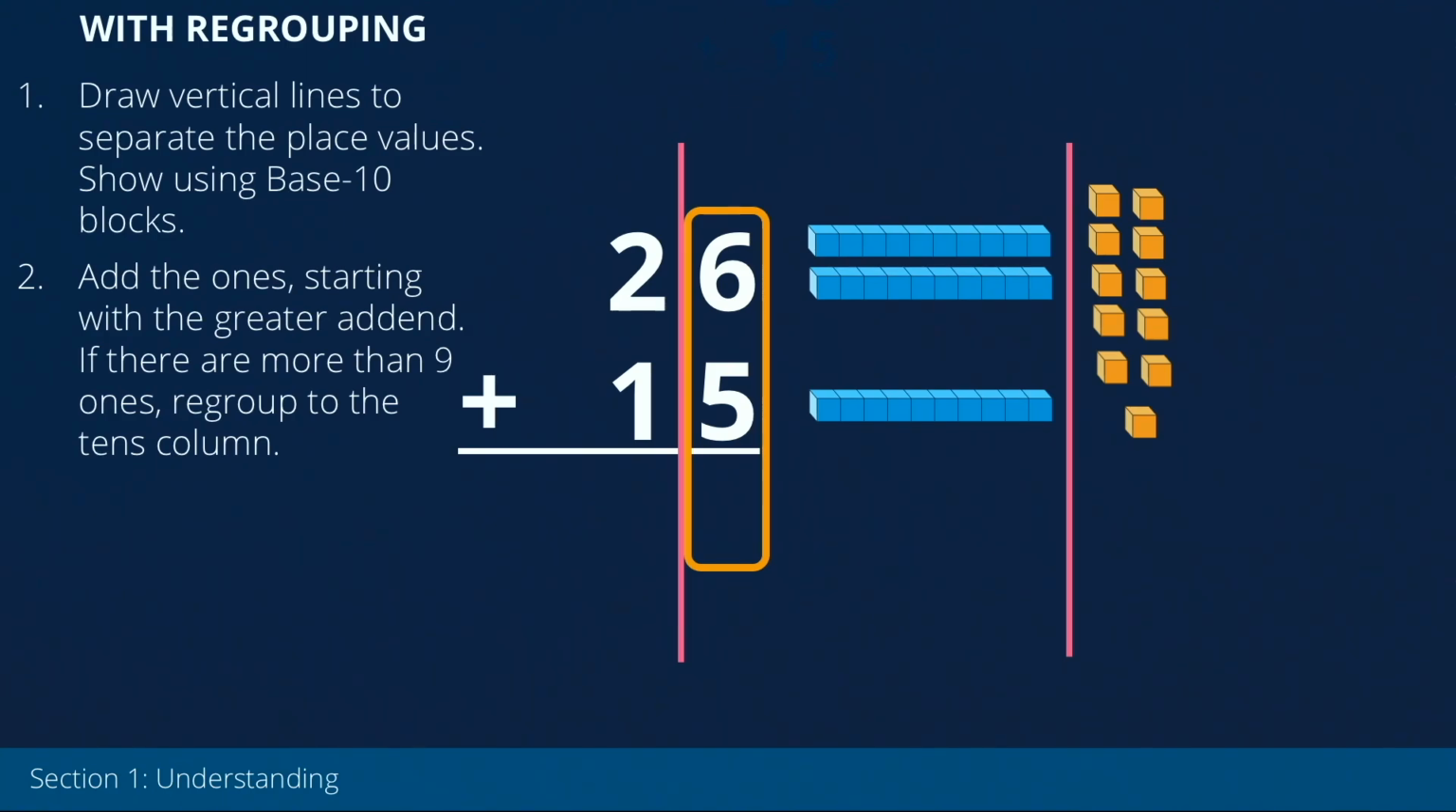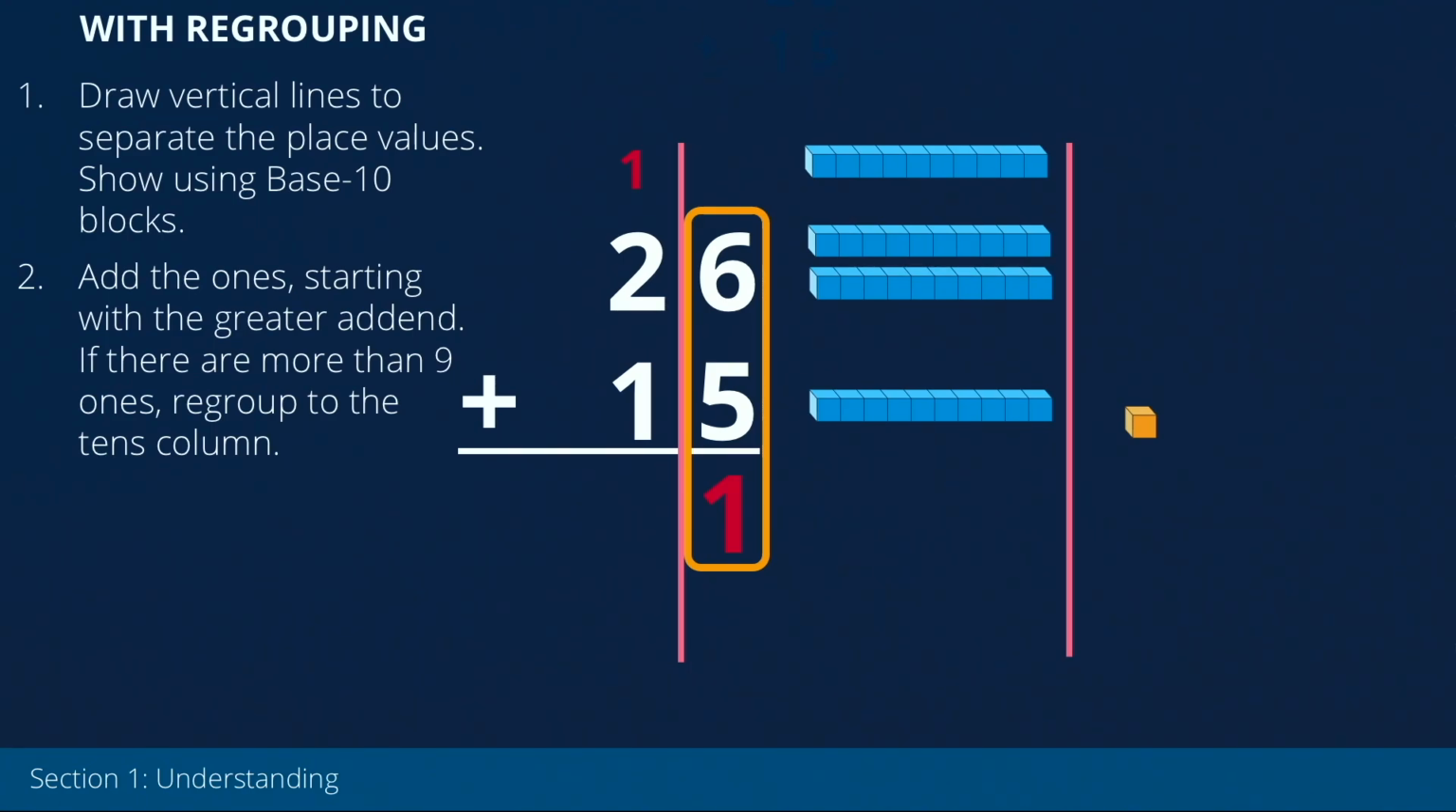And here I'm going to regroup 10 ones for 1 ten. So I'm going to remove those 10 ones and exchange them for 1 ten. And notice how I place that ten in the tens place. Tens go in the tens place, ones go in the ones place. We are not going to put them anywhere else.